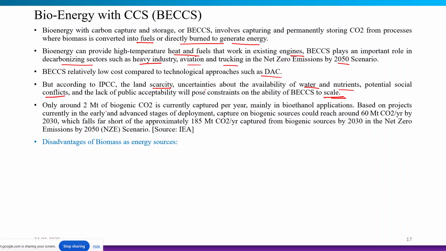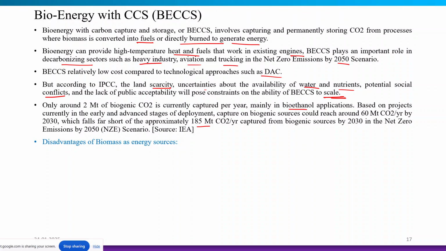So, only around 2 metric tons of biogenic CO2 is currently captured per year, mainly from bioethanol production. Based on the projects currently in the early to advanced stages of development, capture from biogenic sources could reach around 60 metric tons of CO2 per year by 2030, which falls far short of the approximately 185 megatons of CO2 per year captured from biogenic sources by 2030 in the net zero scenario.